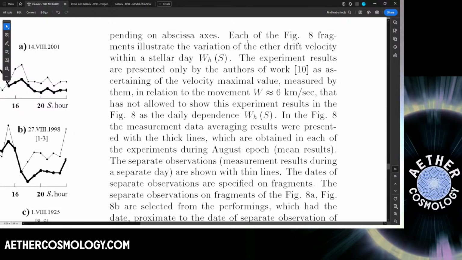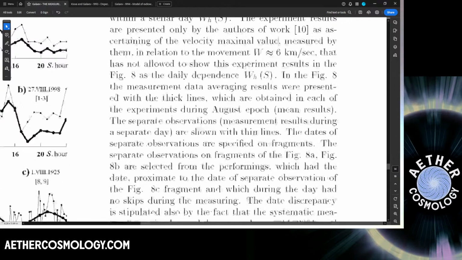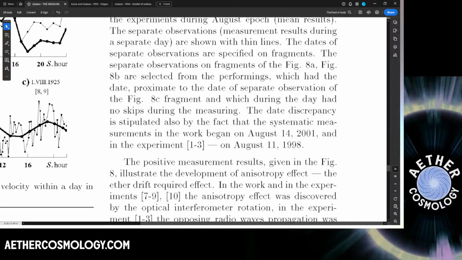The measurement data averaging results were presented with the thick lines, which are obtained in each of the experiments during the August epoch, meaning mean results. The separate observations measurement results during a separate day are shown within the lines. The dates of separate observations are specified on fragments. The separate observations on fragments of figure 8A and figure 8B are selected from the performings which had the date proximate to the date of separate observation of figure 8C.